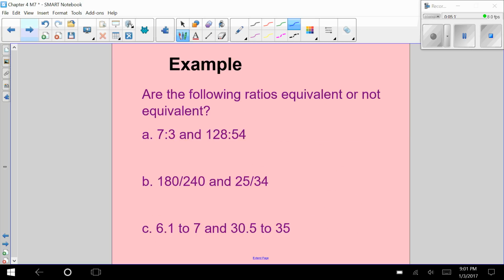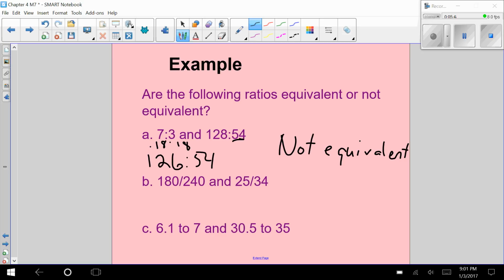Try these three. Are the following ratios equivalent or not equivalent? For the first one, A, we would rewrite this. Let's get it into common terms. Let's change that 3 into a 54 by multiplying by 18. So we're going to multiply the 7 by 18 as well. We get 126 to 54. Well, 126 and 128 are not the same, so these are not equivalent.